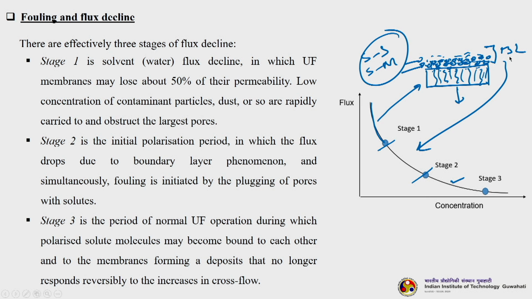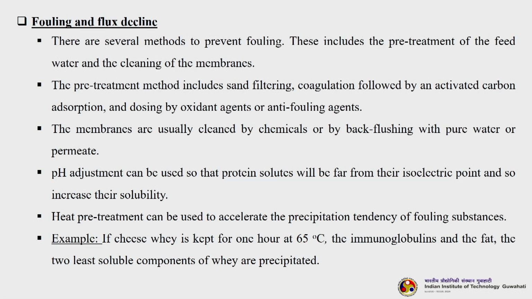So, you can now understand that some sort of cake, or gel layer, formation is happening, and subsequent fouling results, and due to that your flux decline profile looks like this in stage 3. So, there are several methods to prevent fouling. This includes the pre-treatment of the feed water and cleaning of the membranes.